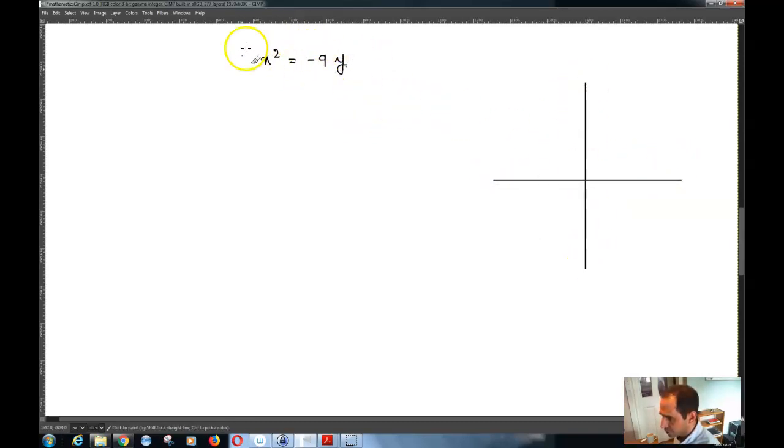Number 6, you have x squared is equal to negative 9y. So the axis of symmetry is the y-axis, negative, so opening downwards. And so I can write x squared is equal to negative 4ay. So negative 4a is equal to negative 9. So that means that a is equal to 9/4.